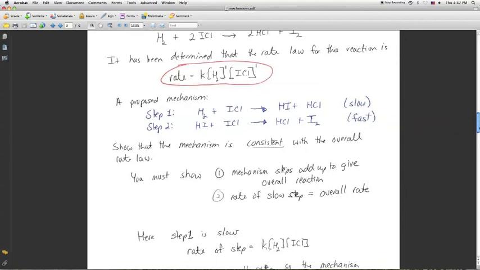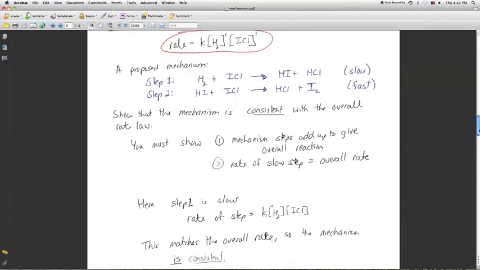And this is a pretty easy one to do because the slow step is step 1. And it would have a rate law written automatically as k1 times concentration of H2 to the first power, concentration of ICl to the first power. That's the rate of the step. It's also the overall rate for the reaction, and what that means is we say, yes, this is a consistent mechanism for this reaction.